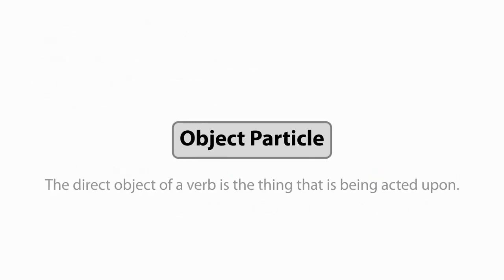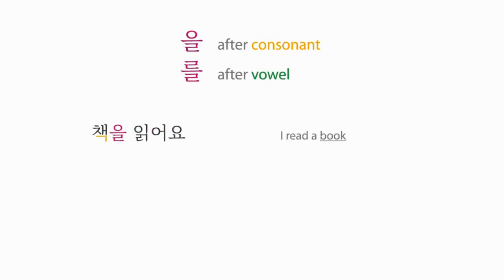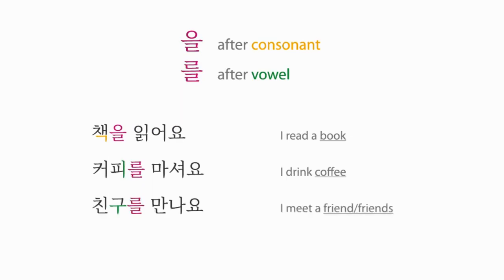The object particle. The object particle is put after the object of a sentence. 을 is used after a consonant, and 를 is used after a vowel. 책을 읽어요. 커피를 마셔요. 친구를 만나요.